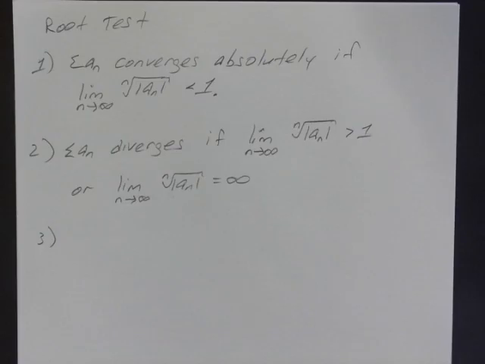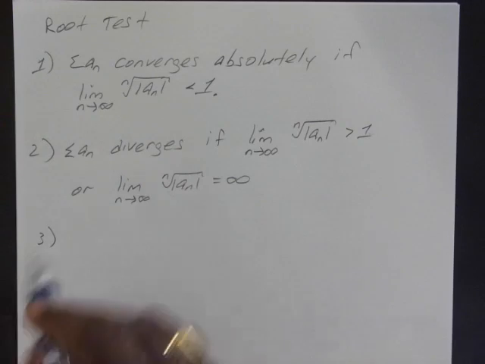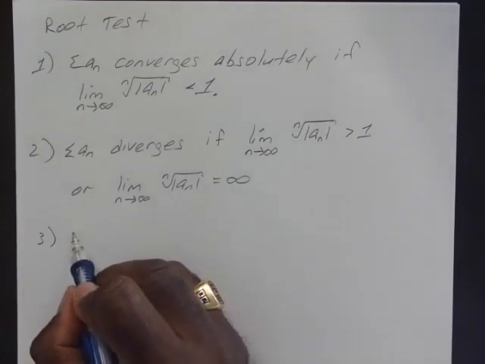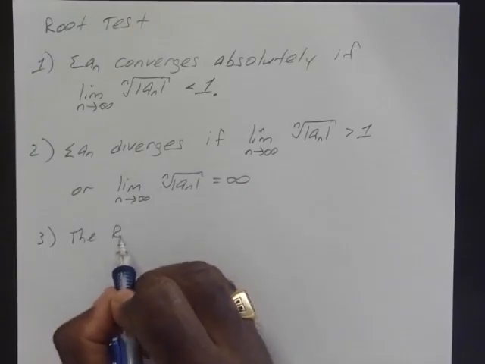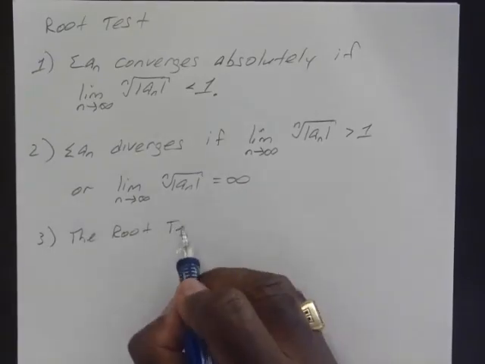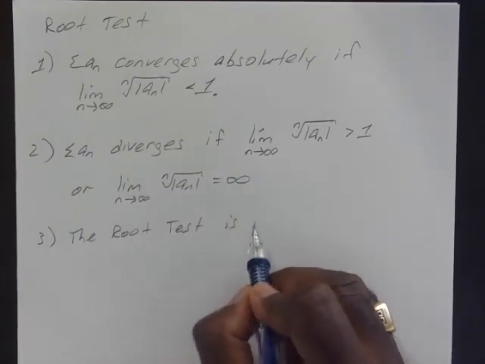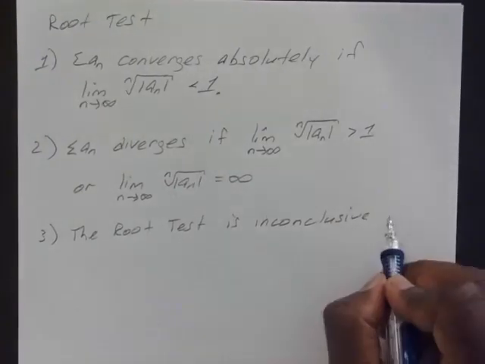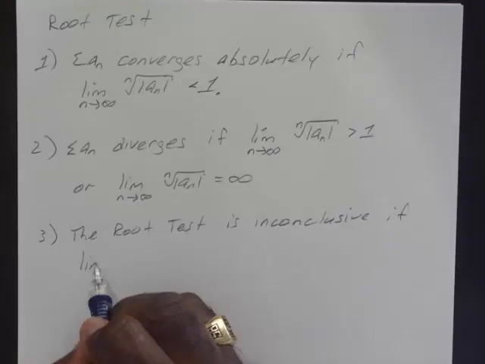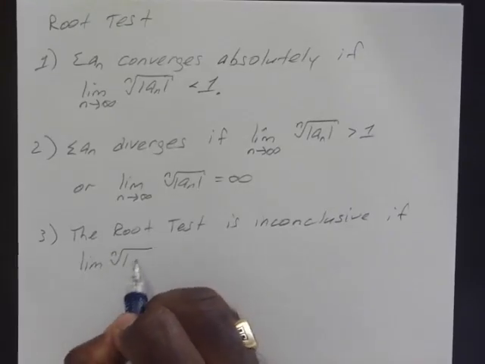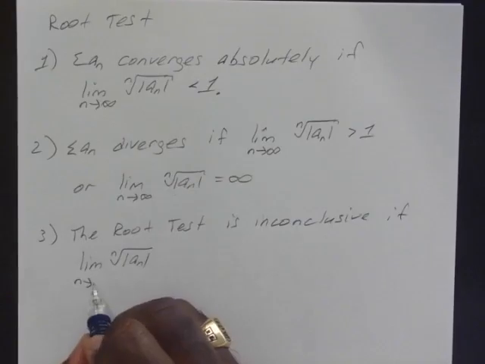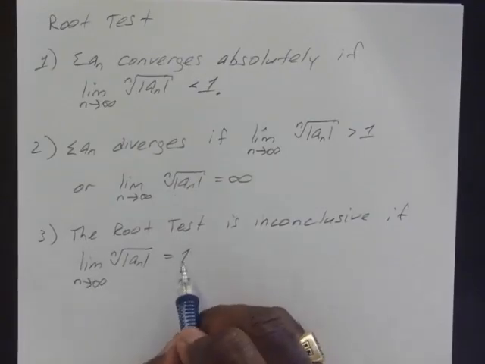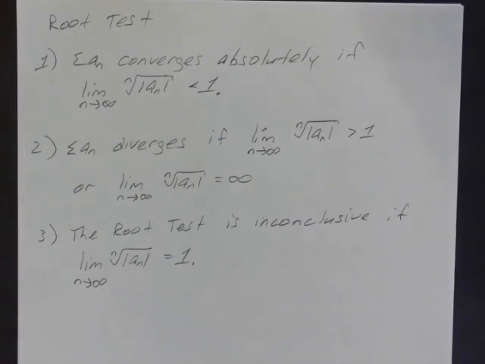And just like the ratio test, if the root test is equal to 1, it's inconclusive, you'd have to use another method or another test. So the root test is inconclusive if the limit of the nth root as n approaches infinity is equal to 1. And again, we just have to use another test.